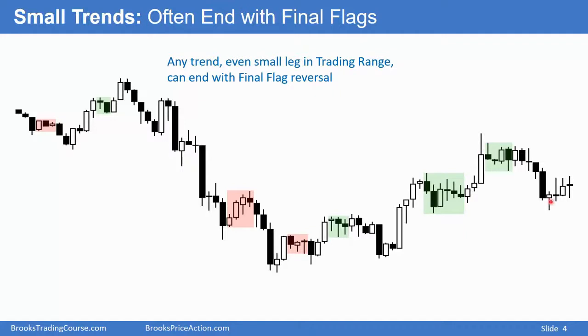We have a reversal down, or at least an attempt at a reversal down here. Also here, we have a couple legs down, one pullback, two. This bar went above the high of that bar. The bull trend tried to resume. This is also a final bull flag before we got a reversal.